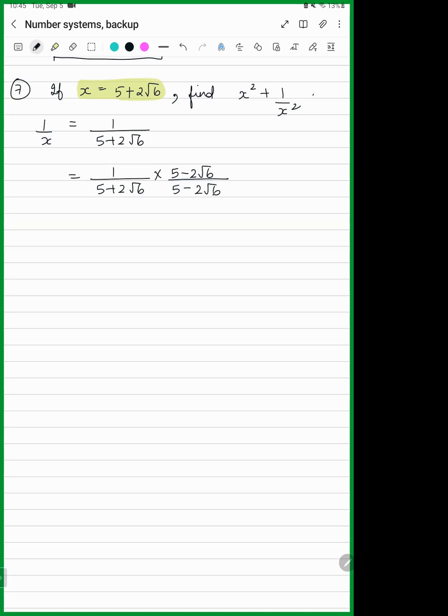Has anyone found this? Has anyone found the denominator of this? What is the denominator going to be? Acha, wait. What is the denominator going to be?